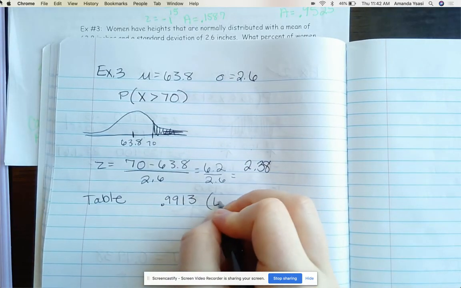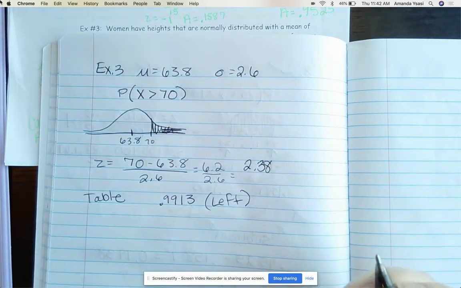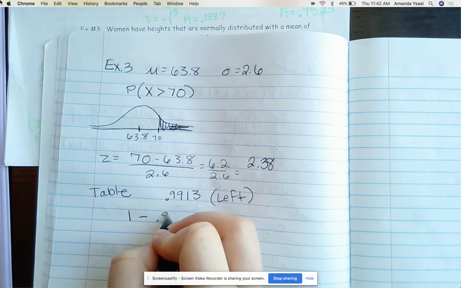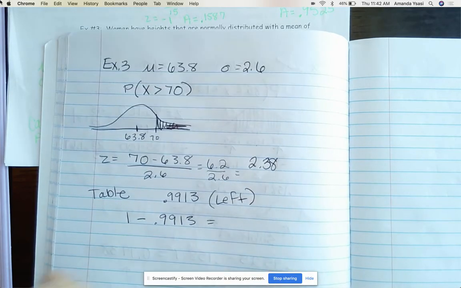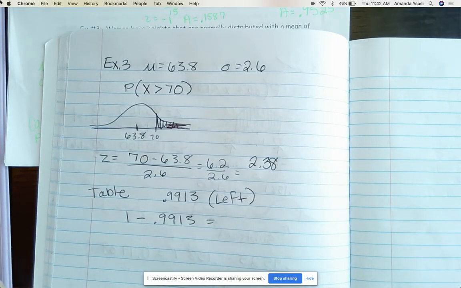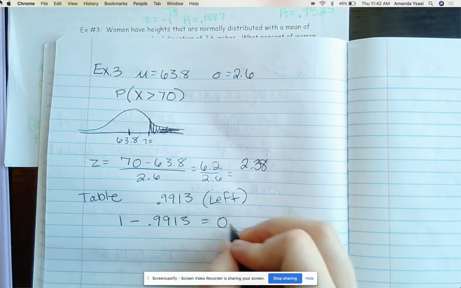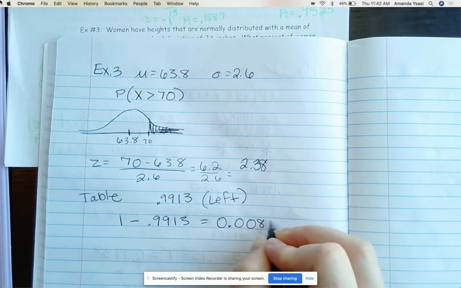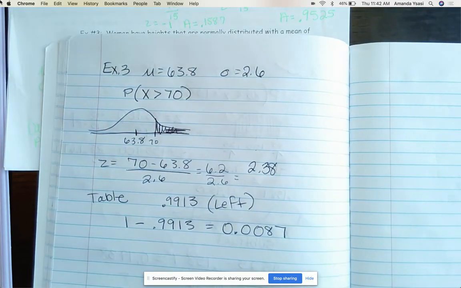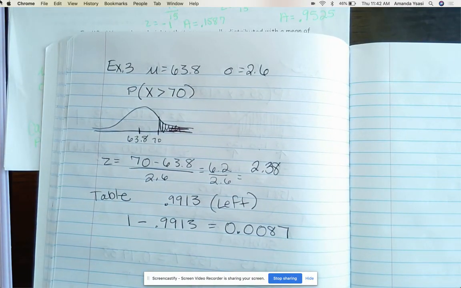This is our left area. We want to go to the right, so we're going to do 1 minus 0.9913, which is 0.0087. So that's less than 1%.